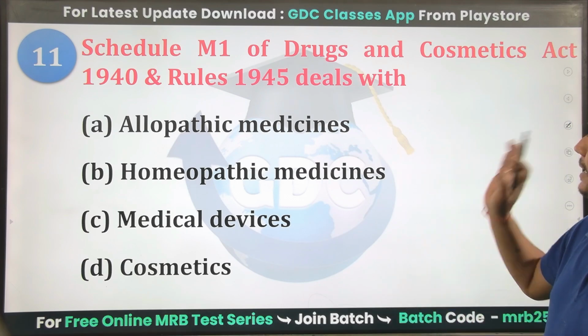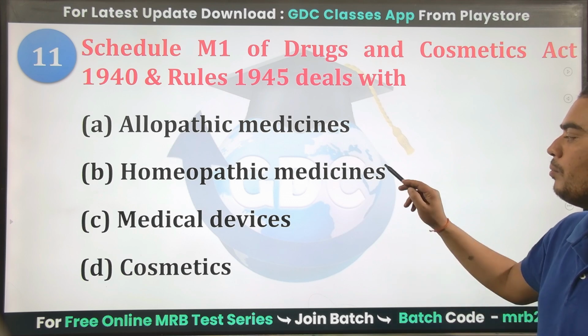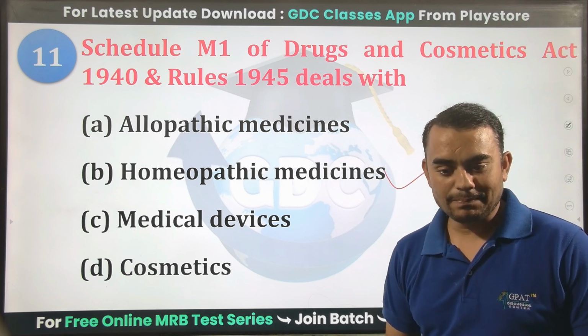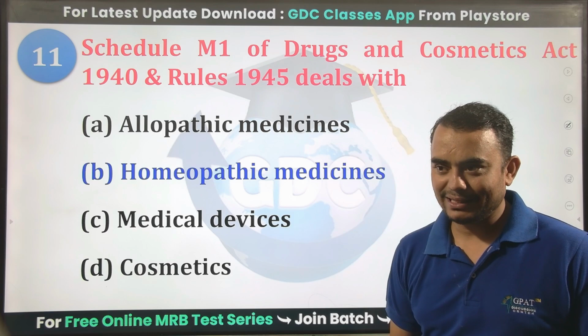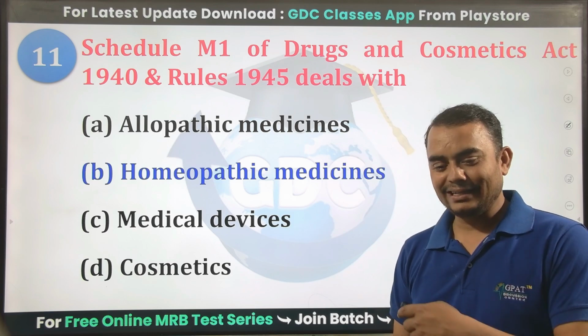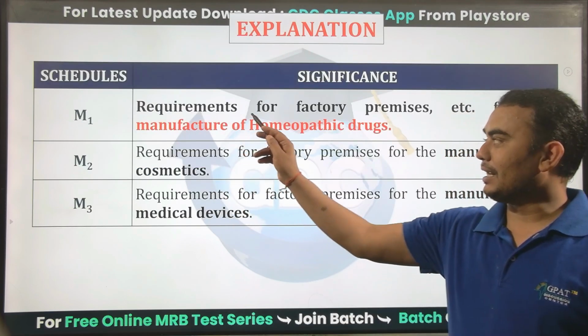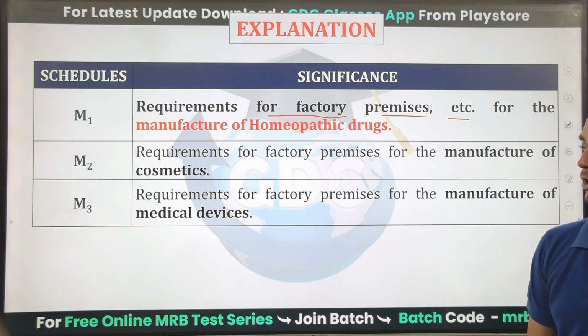Schedule M1 of the Drug and Cosmetic Act deals with homeopathic medicine preparation. So the manufacturing of homeopathic medicines and their guidelines, equipment, and so on come under the homeopathic requirements for factory premises, etc. for the manufacturing of homeopathic medicine.